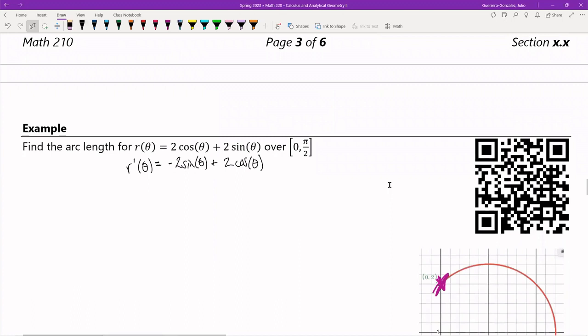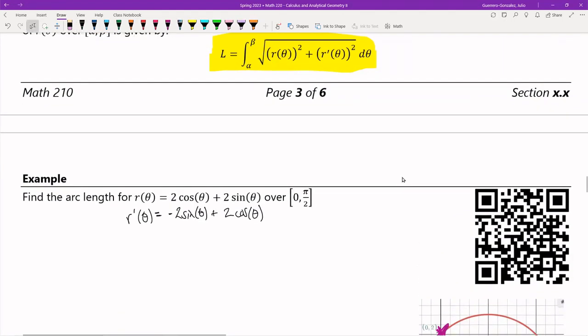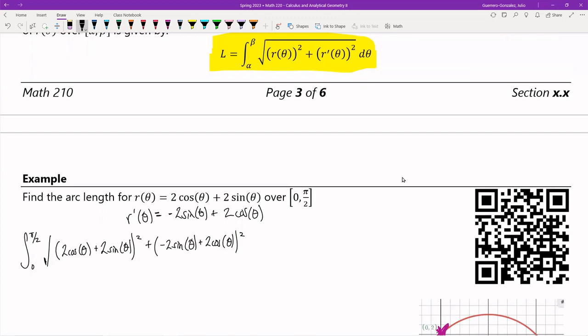So now we can jump into the integral. This is going to be the integral from 0 to pi over 2 of the square root. I'm not going to put the roof on it yet. Let's do r of theta, so it's going to be 2 cosine theta plus 2 sine theta, squared, plus r prime, which is this: minus 2 sine theta plus 2 cosine theta, squared. And now I'm going to put the roof over all of this, d theta.